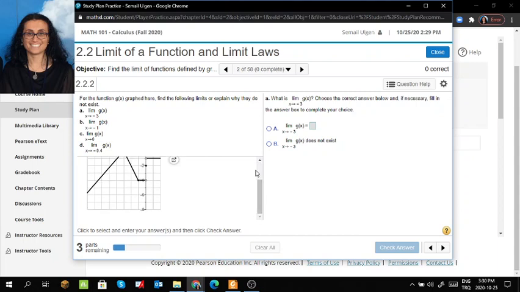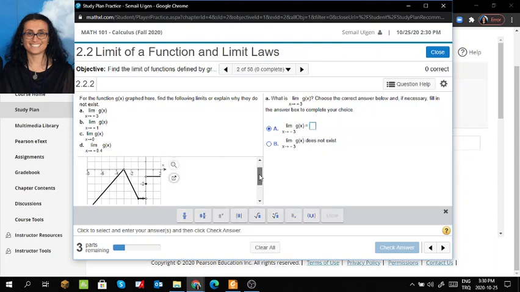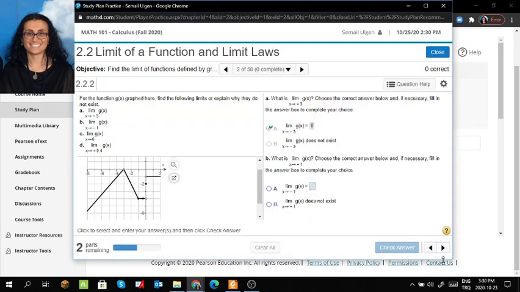Okay. And what is the limit? Choose the correct answer. If necessary, fill in the answer box to complete your choice. Okay, so we are going to say limit as x goes to -3, you could say it is 0. Does not exist. Okay, check answer. We got it right.